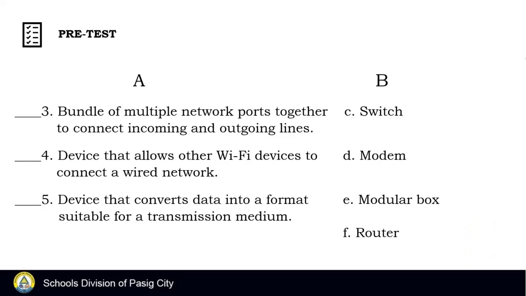Number 3, bundle of multiple network ports together to connect incoming and outgoing lines. Number 4, device that allows other Wi-Fi devices to connect a wired network. Number 5, device that converts data into a format suitable for transmission medium.